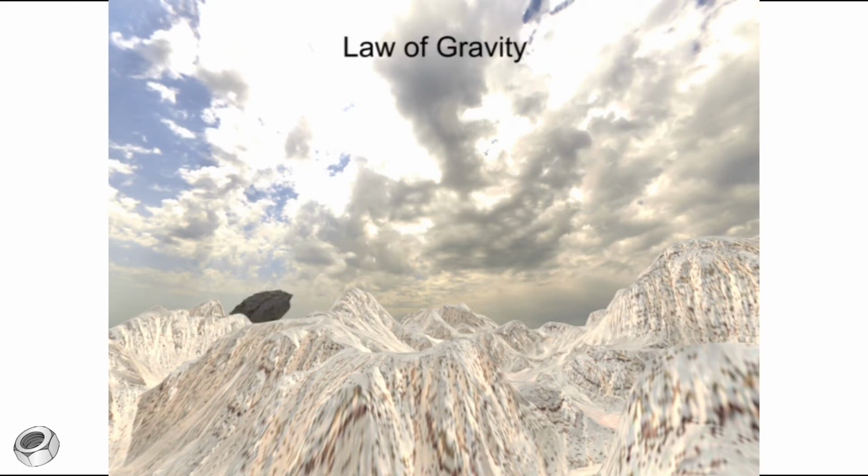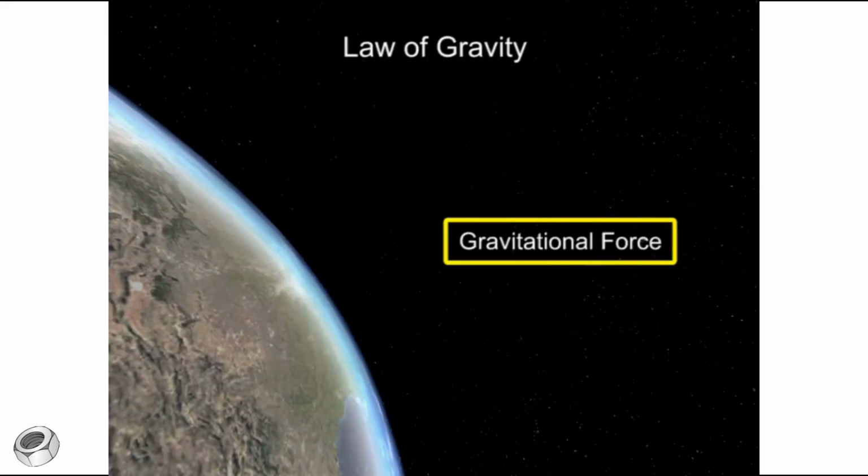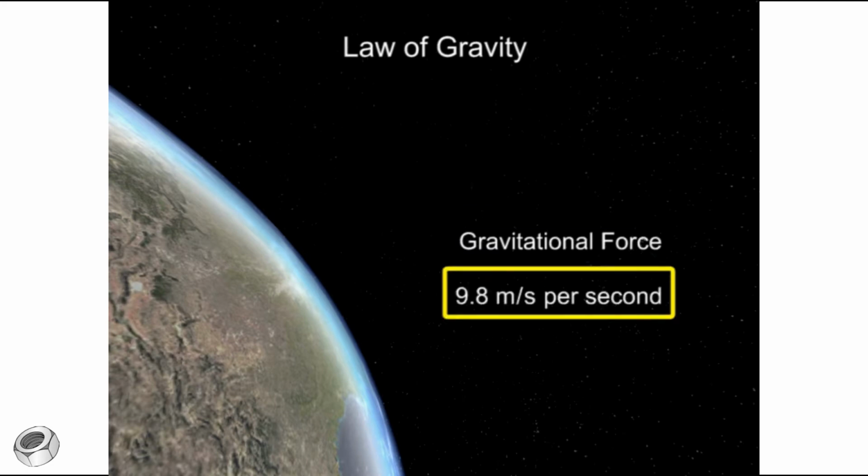Due to Earth's gravitational pull, the free-falling rock is accelerating towards Earth. This gravitational force is experienced as an acceleration of 9.8 meters per second squared. However, for simplicity, gravitational acceleration is often rounded to 10 meters per second squared.